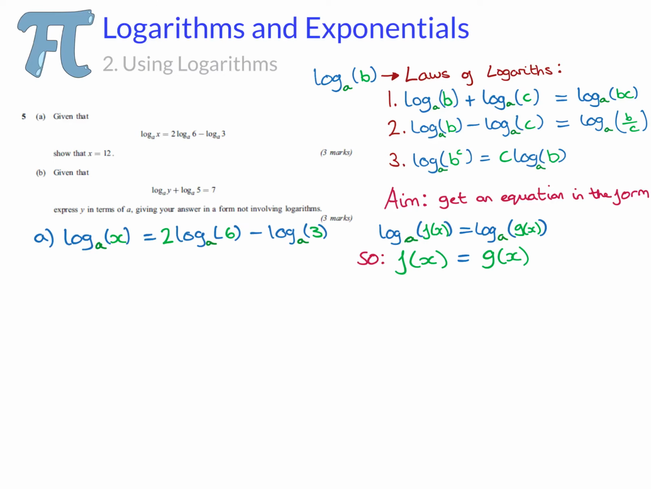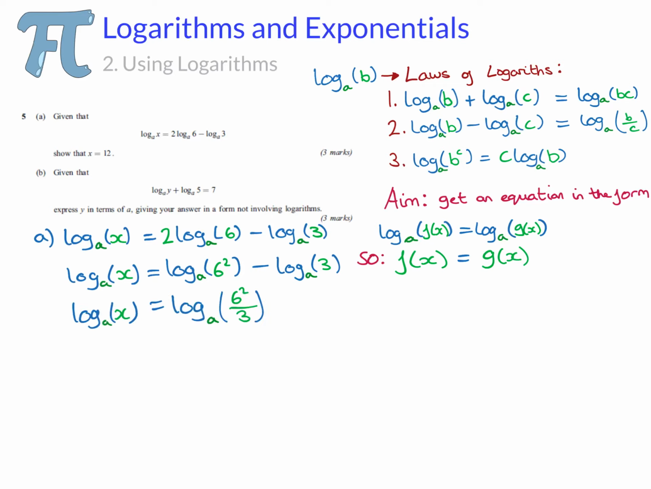First, we use rule 3 to rewrite the second term in the equation. Next, we use rule 2 to combine the two terms on the right-hand side into one term. Now we can simply equate the two arguments, and we have shown that x is equal to 12.